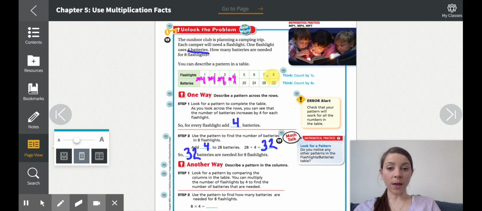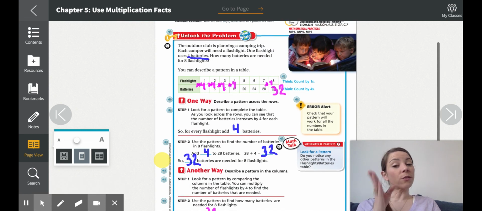So if I know that pattern keeps continuing, the flashlights times 4 gives you the batteries. 2 times 4 is 8. 4 times 4 is 16. Then down here for these 8 flashlights, I'm going to follow that pattern too. 8 times 4, what is it if you know your math facts? 32. Okay, so it says use the pattern to find how many are needed for 8 flashlights. So that would be 32.